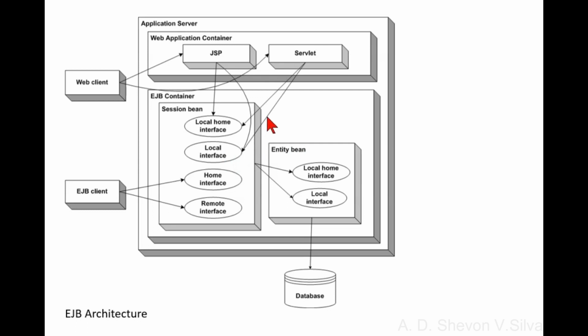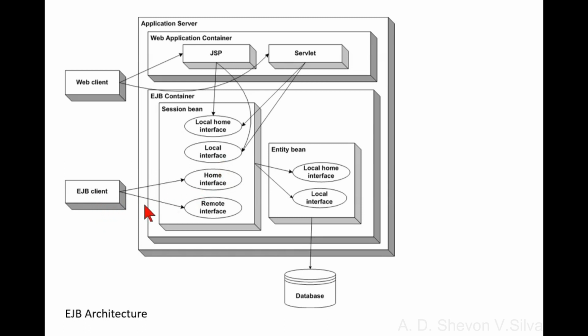Here you can see a web client is connected to JSP and servlet. JSP and servlets are inside the web application container. The web application container and EJB container are inside the application server. JSP is connected to the local home interface and local interface. Servlet is connected to the local home interface and local interface. EJB client is connected to the home interface and remote interface.